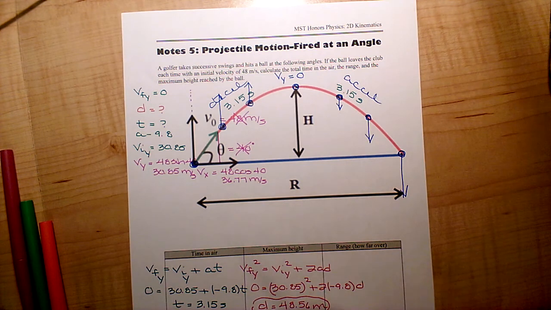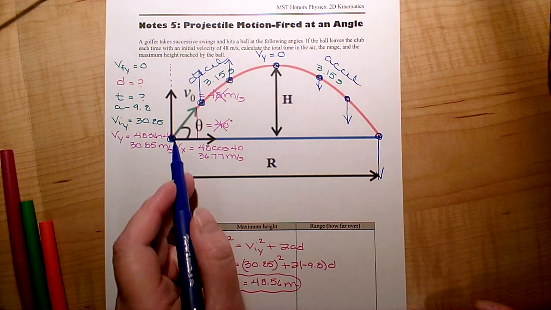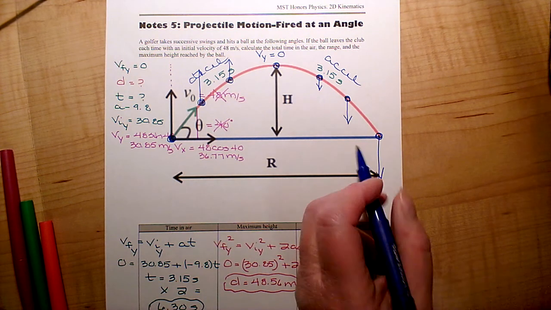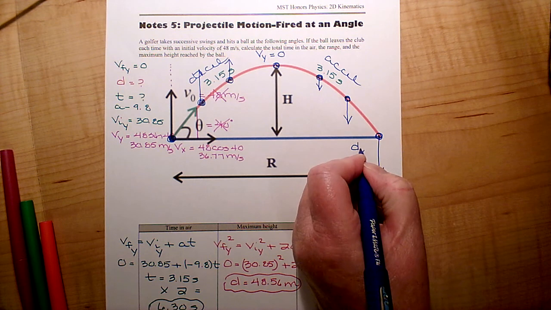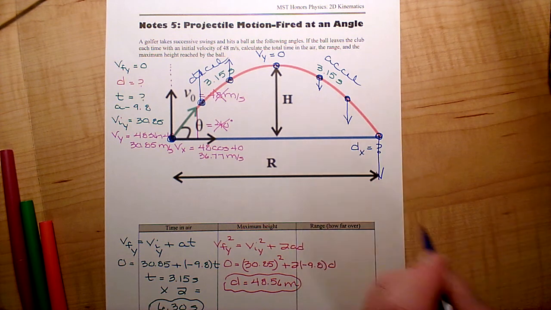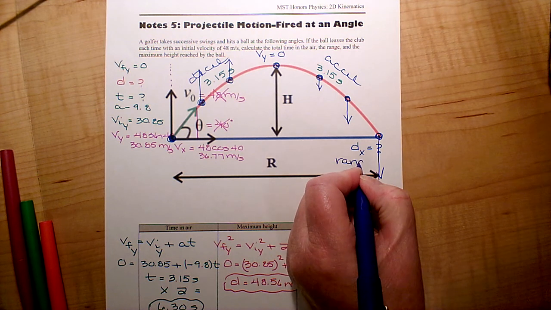But now to do the range means how far over do you land. So that means like this, how far over. So I'm going to say dx, because it's like the distance in the x direction equals question mark. And that distance in the x direction is called the range.